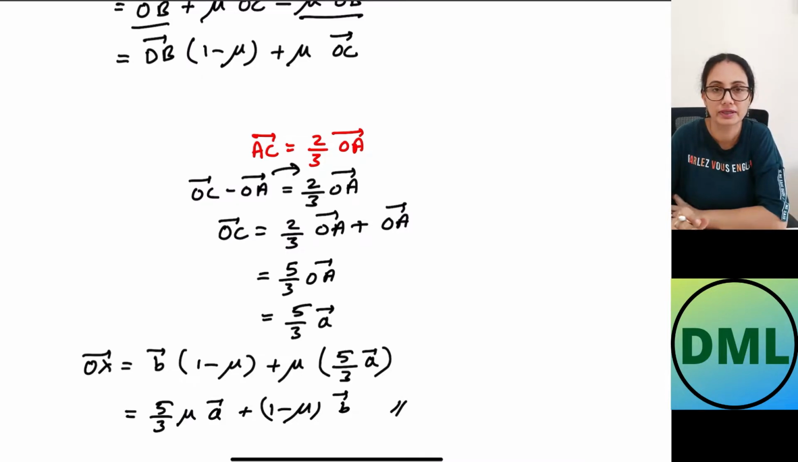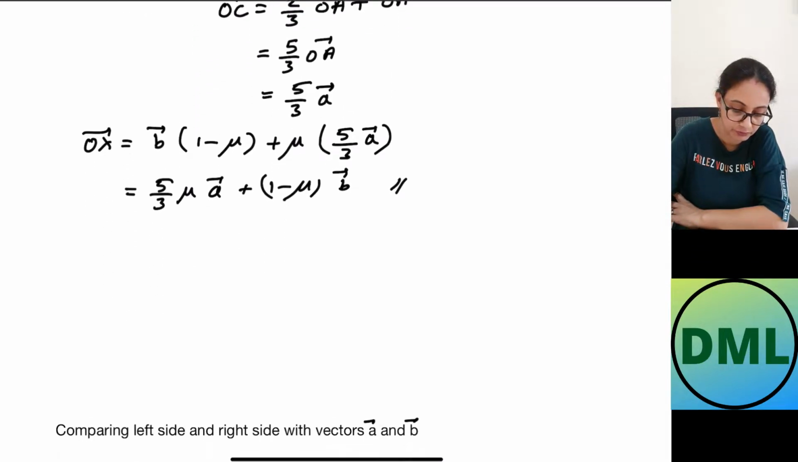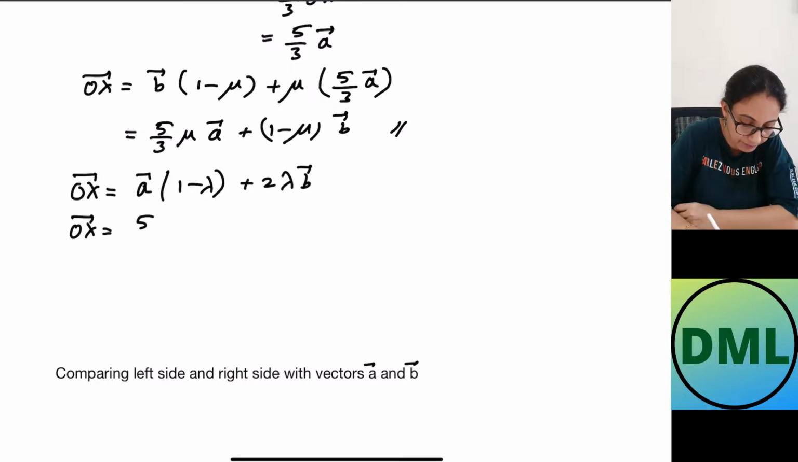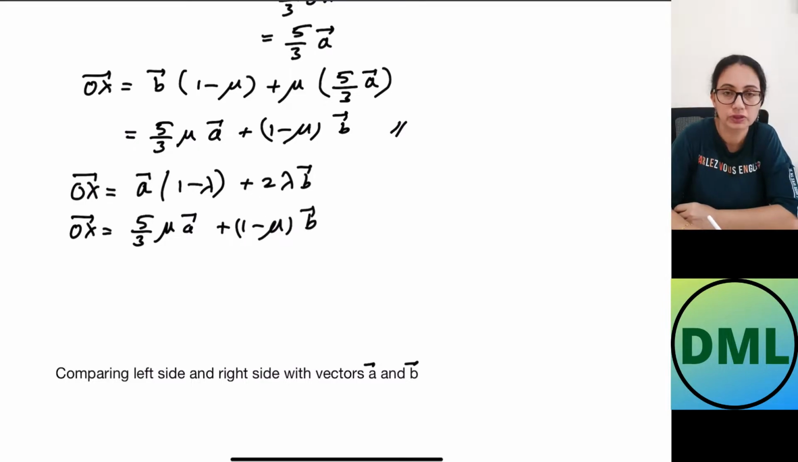Now we have to figure out the value for lambda and mu. As you know that we have both the values for OX. So the first vector OX will be A vector bracket 1 minus lambda plus 2 lambda B. Now second vector OX is 5 by 3 mu A plus 1 minus mu B. So these are both the values for OX.